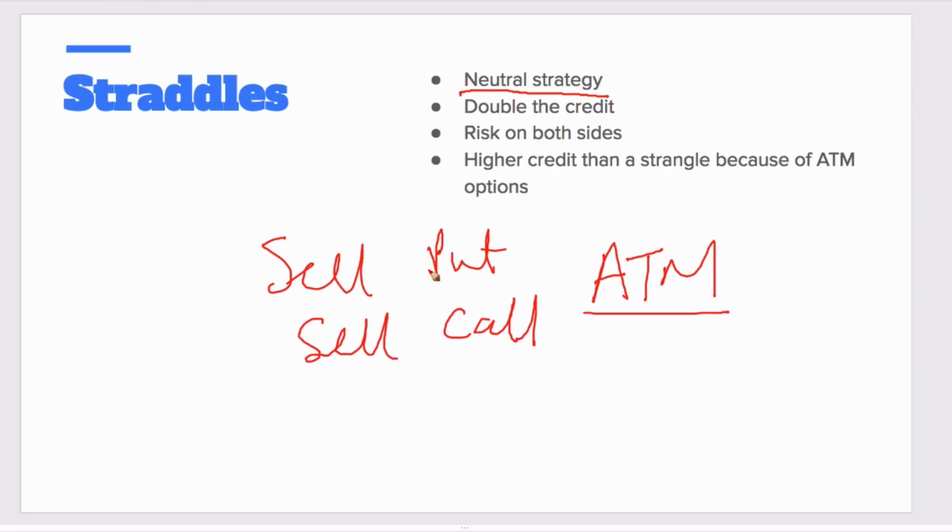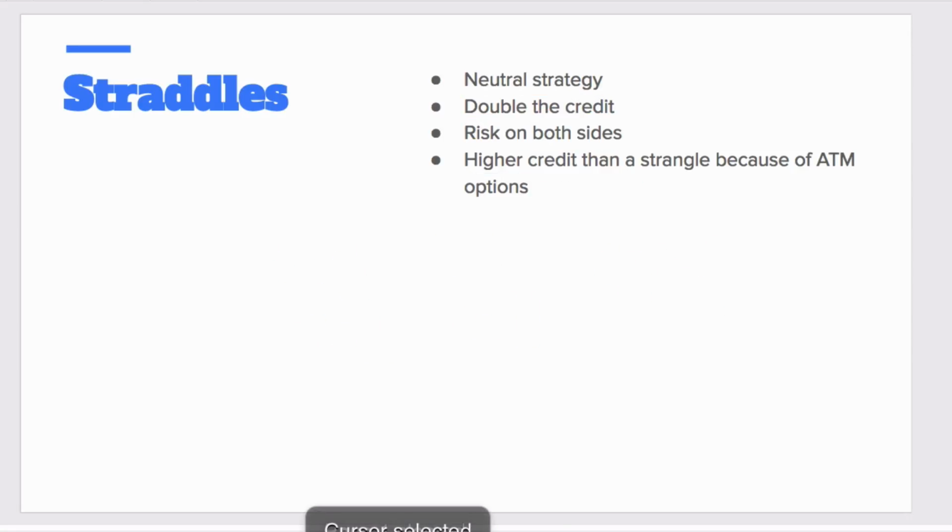So we want the stock to stay within a range. Kind of like the strangle, you're going to get double the credit because you're selling two options. Like the strangle, you're going to have risk on both sides. And you're going to have a higher credit than a strangle because you're using at the money options. So let's take a look at this.